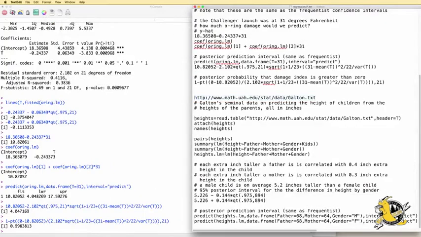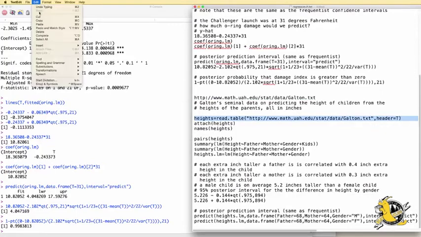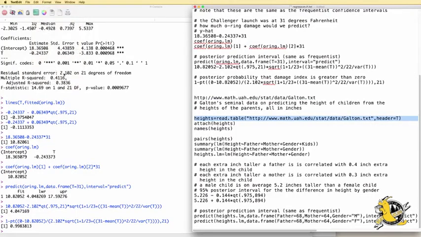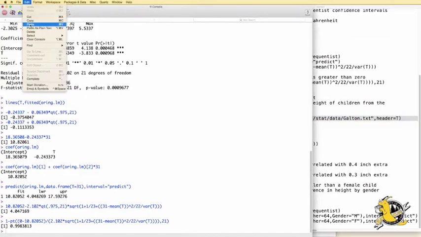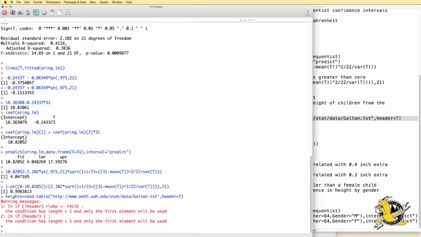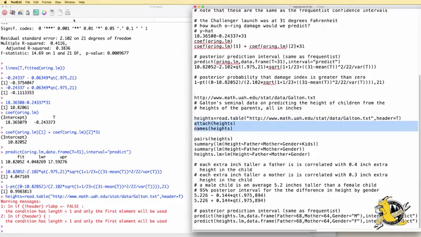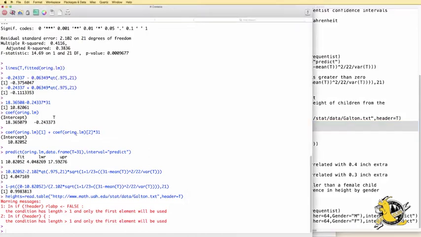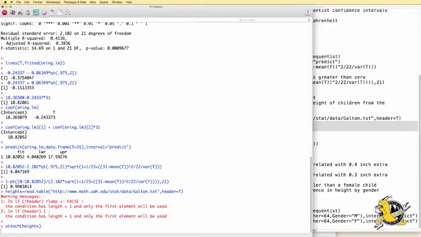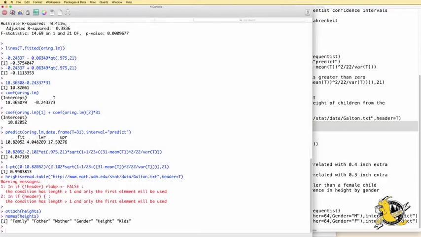So let's read this into R. This one seems to trigger a warning message in R. R sometimes gives warning messages of things happening behind the scenes, but this won't affect any of our analyses. So let's use the headers. The labels for the variables are family, father, mother, gender, height, and kids.